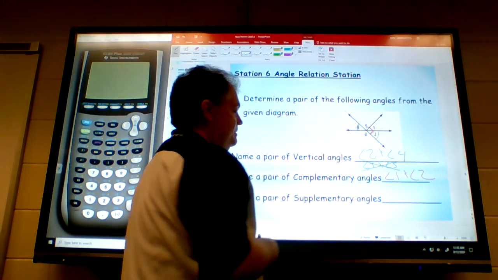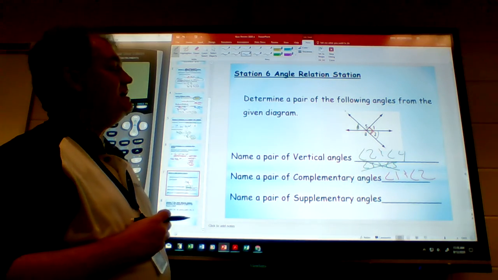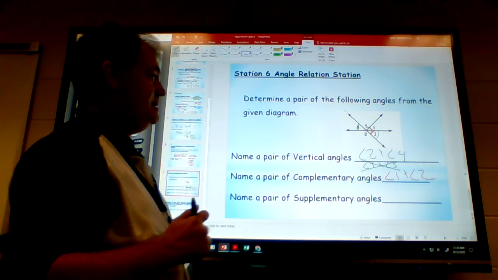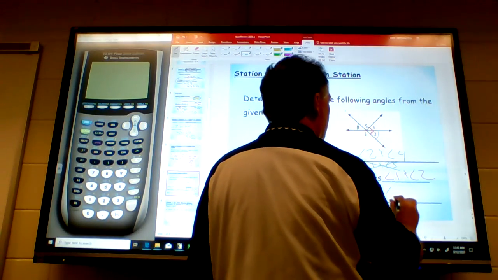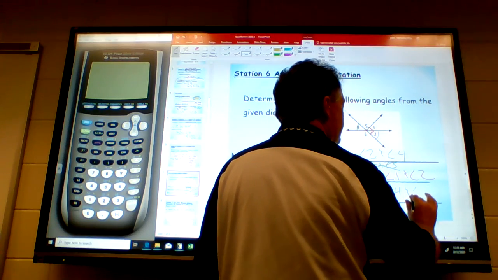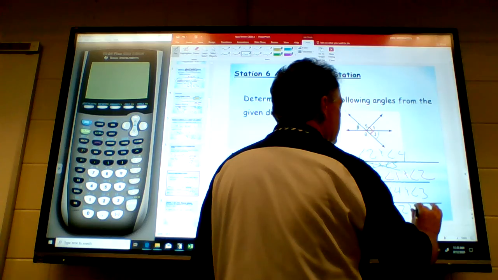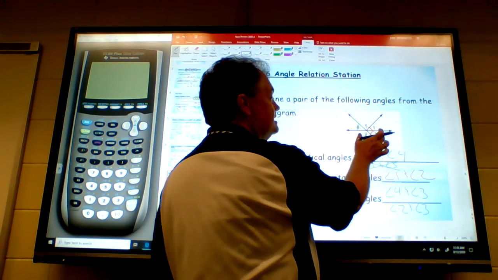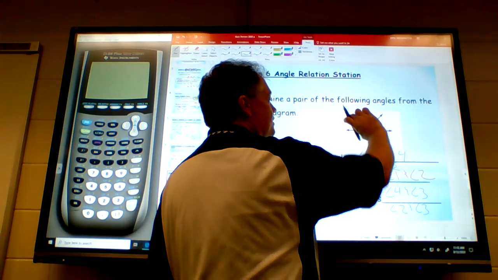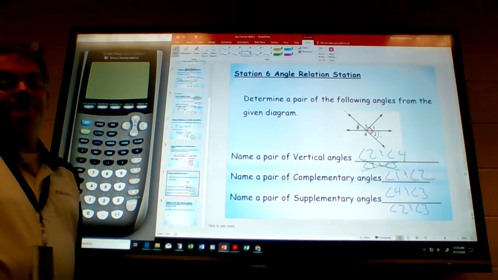Now, for the last one, it says name a pair of supplementary angles. There are actually two in this diagram. They would be angle 4 and angle 3. And you can also say angle 2 and angle 3, because these two angles are supplementary, and those two angles are also supplementary as well.